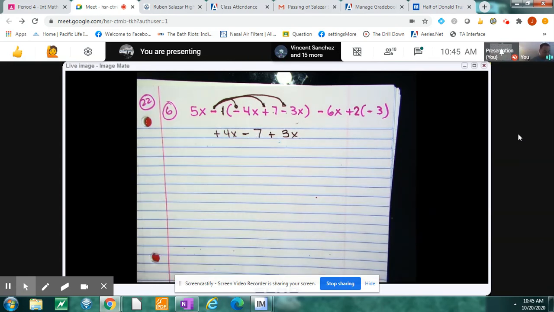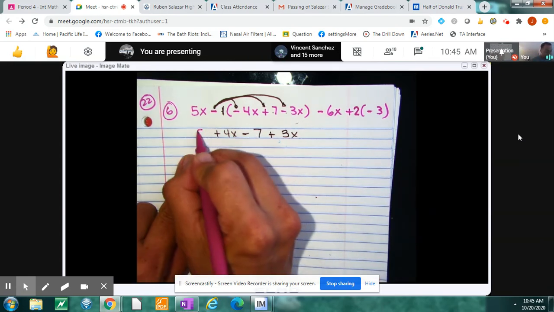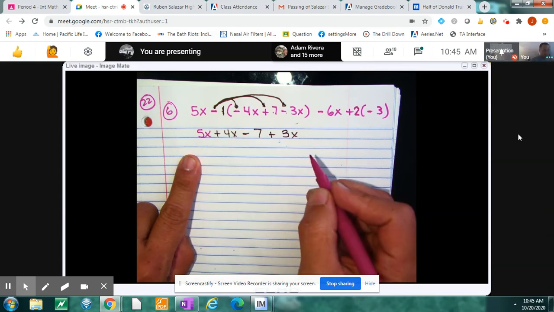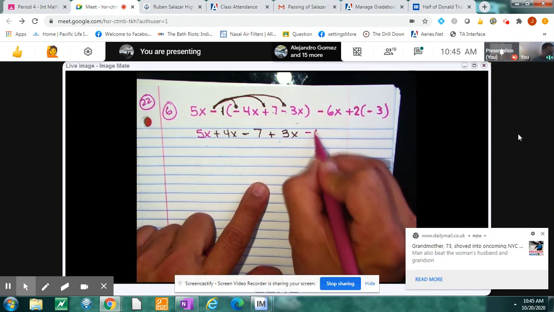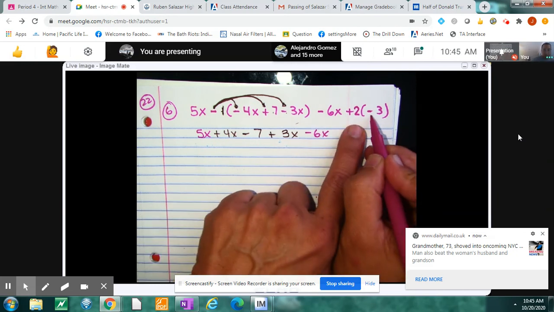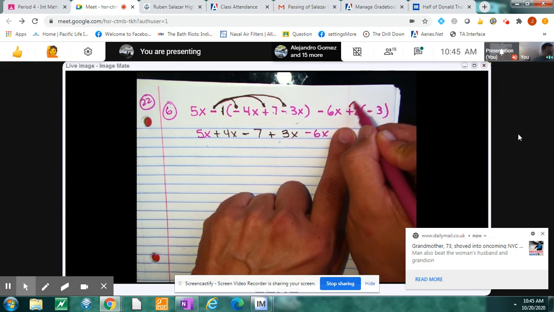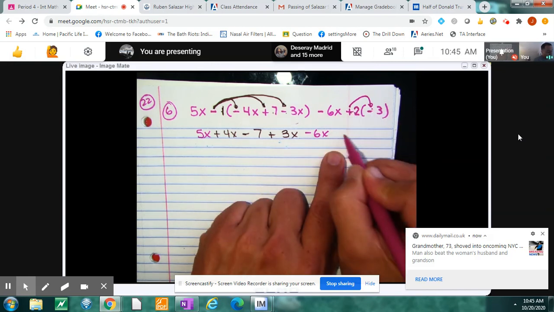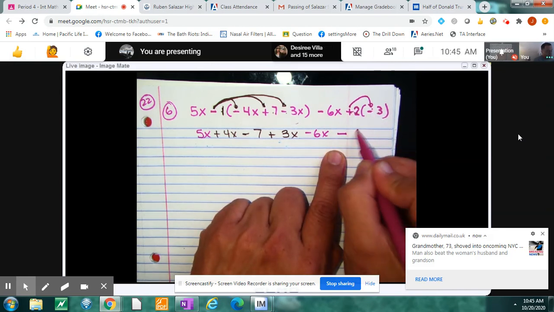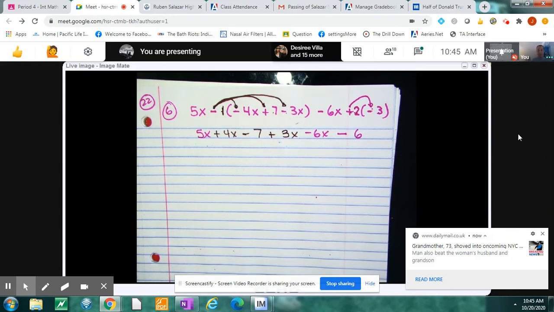What happens to the 5x? Nothing. We just drop it down, all right? What happens to the negative 6x? There's nothing, so we drop it down. Now here, there's a parenthesis, so we're distributing, or we're multiplying these two. Positive times negative is negative. 2 times 3 is 6. And then we're done.